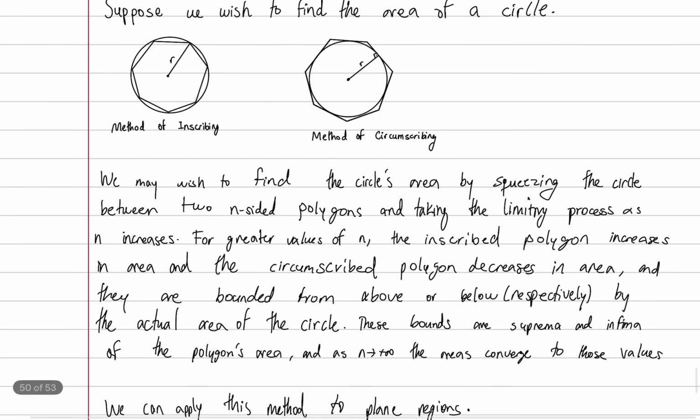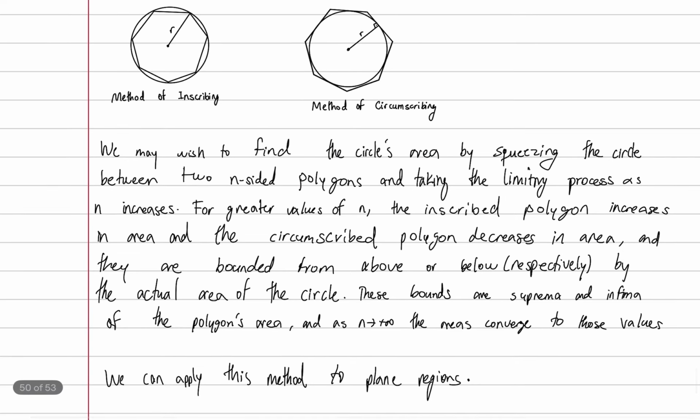For greater values of n, the inscribed polygon increases in area. So when it's a triangle, it's the smallest, and when n is infinitely large, it's going to reach its not max, but supremum, but we'll talk about that. And the circumscribed polygon will decrease in area for greater values of n. So those two are increasing and decreasing, and they're bounded above or below, respectively, by the actual area of the circle. The method of inscribing will always underestimate the area of the circle, and circumscribing will always overestimate.